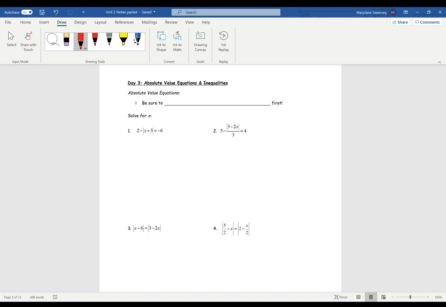Okay, day 3, absolute value equations and inequalities. With absolute value equations, be sure to isolate absolute value first. So if I were doing the first one here, I would subtract 2, divide by that -1, and then I would, once I have the absolute value isolated, what's going to happen?